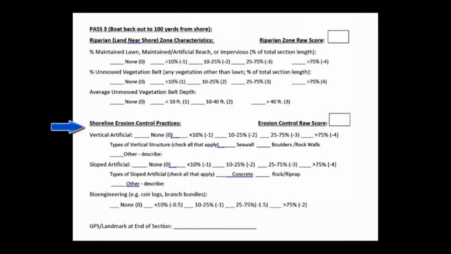The final section refers to erosion control practices that you see along the shoreline. Are people doing things to stop erosion? The categories include vertical artificial, which includes any kind of vertical structure that people have installed, including metal seawalls or rock walls. Sloped artificial includes sloped structures or materials placed on the shoreline. Common examples include concrete or rocks. Finally, is there any bioengineering evidence? This includes use of natural materials to stop erosion, like bundles of branches or core logs, which are long bundles of coconut fibers.